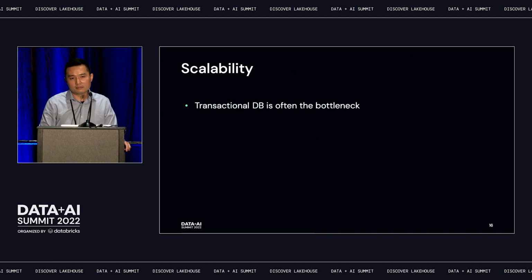So scalability is not a hard problem nowadays, with all the cloud infrastructure you are able to tap into. But what we discovered tends to be that the transactional DB is going to be the bottleneck at the end of the day. What do we mean by that?